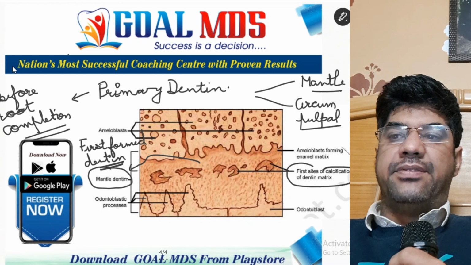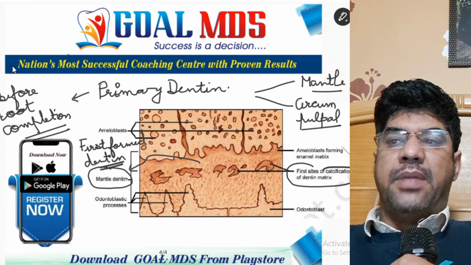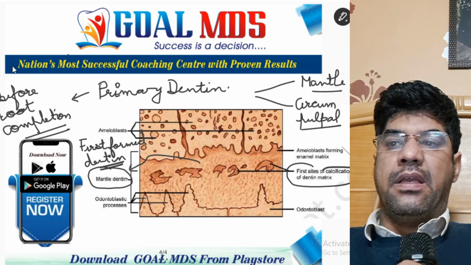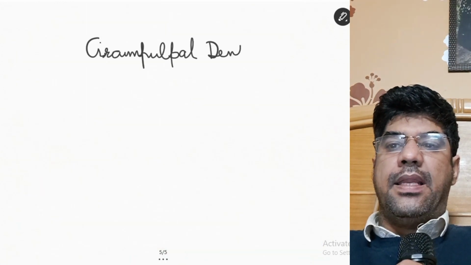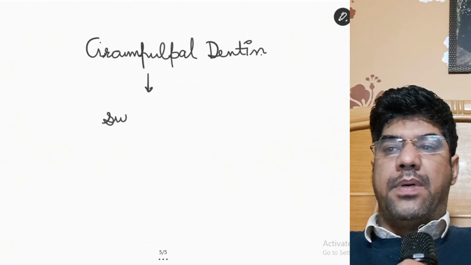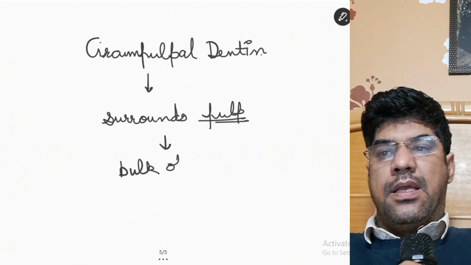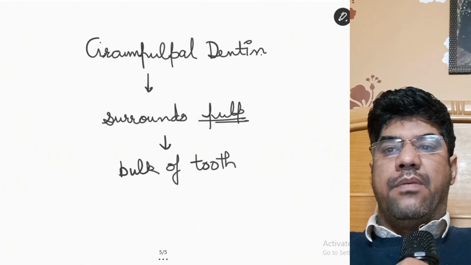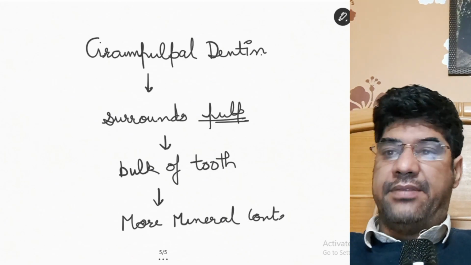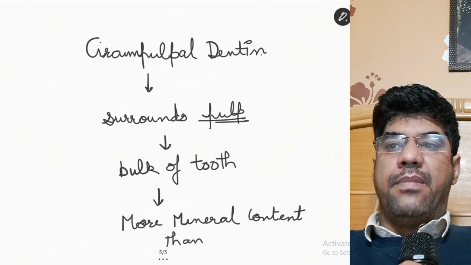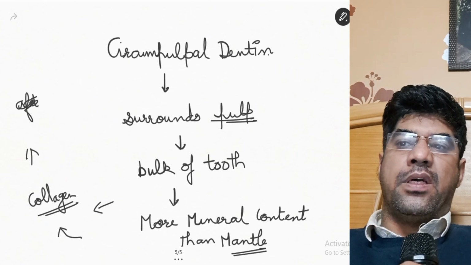It is less mineralized and lacks loosely packed collagen fibers. It is less mineralized and is approximately 150 micrometers wide, whereas the circumpulpal dentin is the dentin that surrounds the pulp. The primary dentin that surrounds the pulp is the circumpulpal dentin and forms the bulk of the tooth. As compared to the mantle dentin, the circumpulpal dentin contains slightly more mineral. So it represents all the dentin that is formed before the root completion.